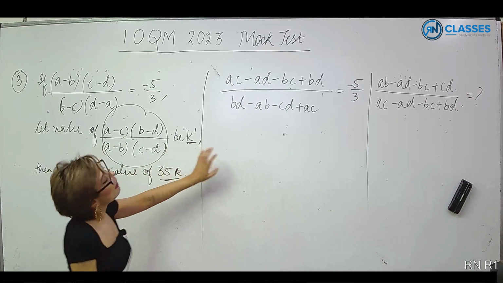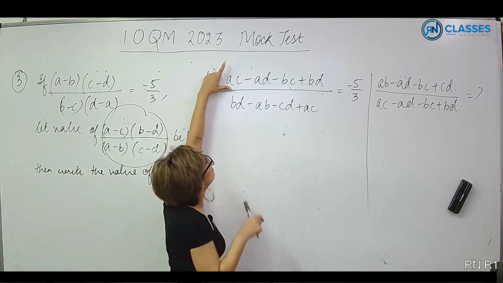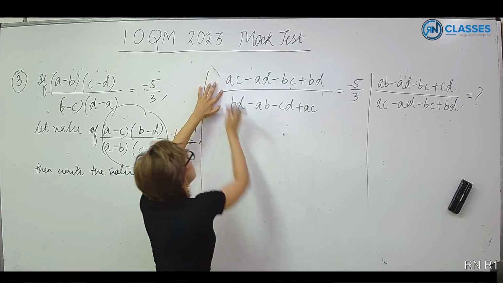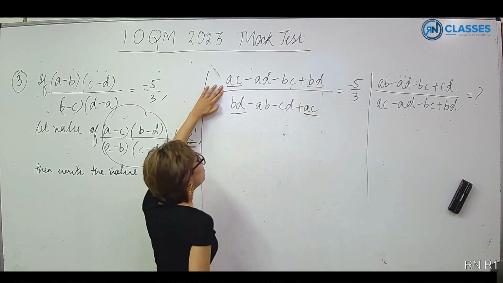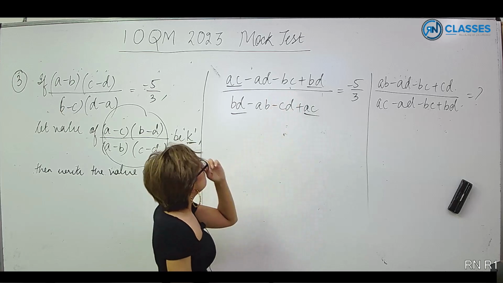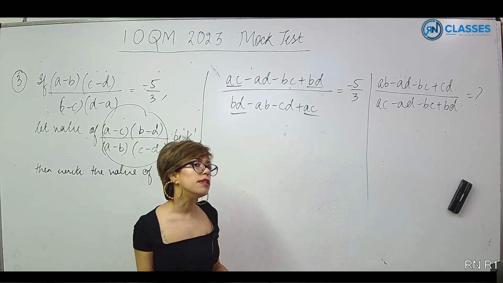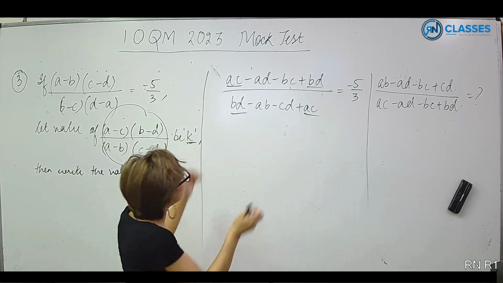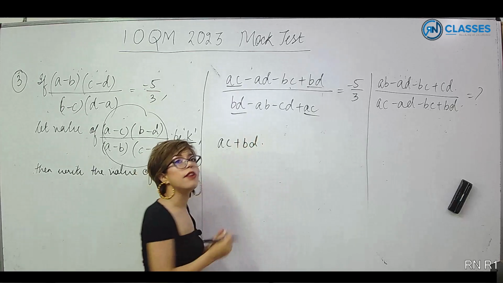Now, if I look carefully, I can see similar terms coming in the numerator as well as the denominator. Let me see. AC is here, AC is here. BD is here, BD is here. Right? AD and BC, obviously here we do not find AC. So if these similar terms are coming again and again, there has to be some reason for it. So what I'll do is I will try to isolate AC plus BD.